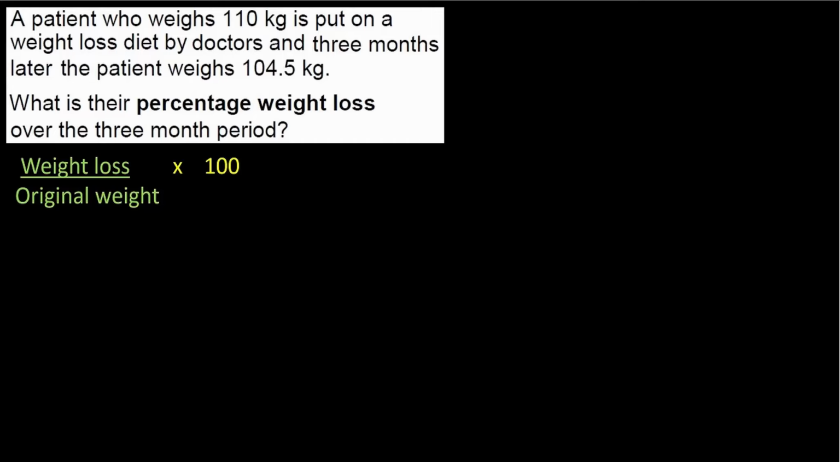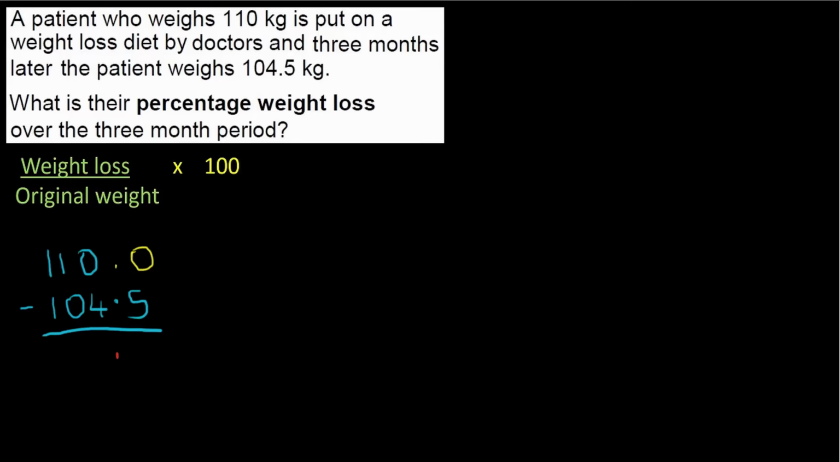Okay, let's do this. Well, clearly I'll have to work out the weight loss. So the patient starts off at 110 kilograms and 3 months later weighs 104.5 kilograms. Notice my alignment here. Now the bottom number has a decimal, the top one doesn't, so I'm just going to add a 0.0 on the top one. Whenever you have decimals in a subtraction or an addition, your decimal points must match up. So I can put the decimal point there in my answer line.